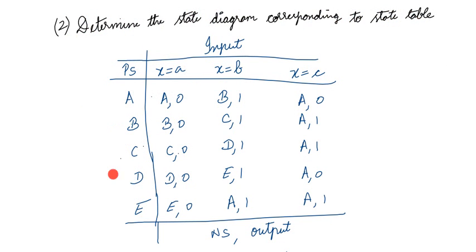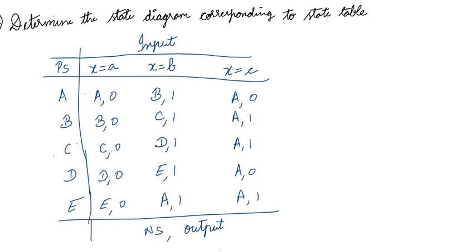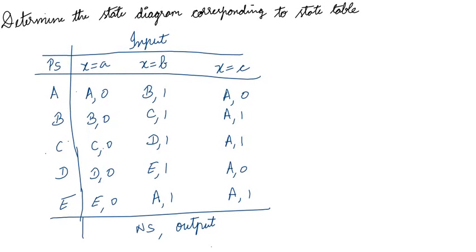So again, what are the states we have here? Think about it. We have A, B, C, D, E. We have 5 states. What are the inputs? a, b, c are the inputs. What are the outputs? These 0, 1 are the outputs. So I think I can draw it here. I mark the states as A, B, C, D and E. We have 5 states.